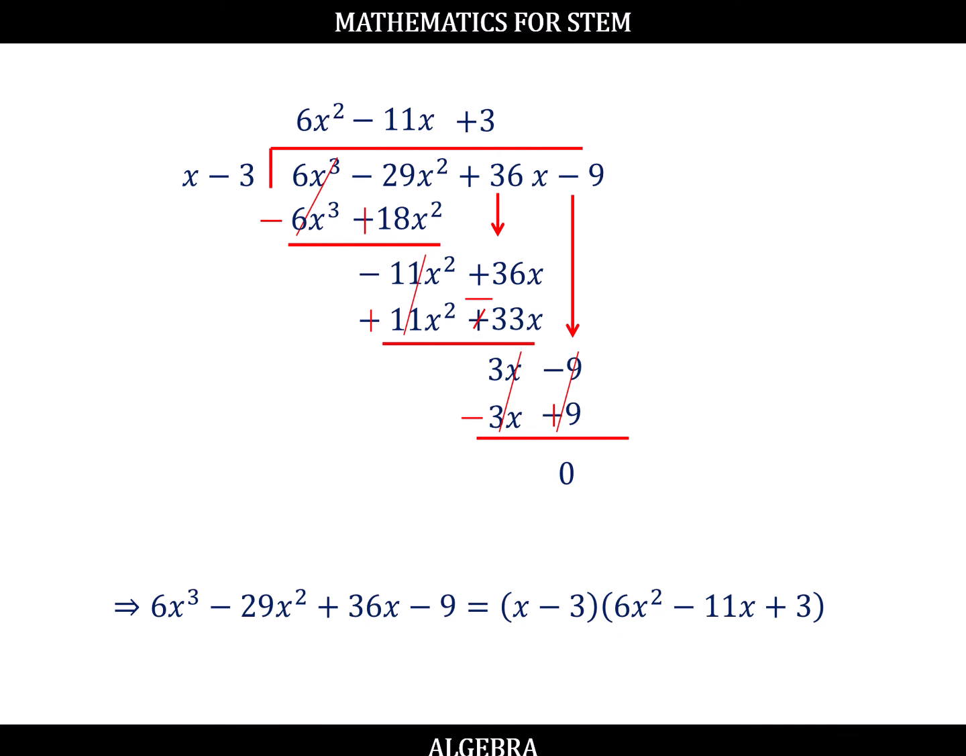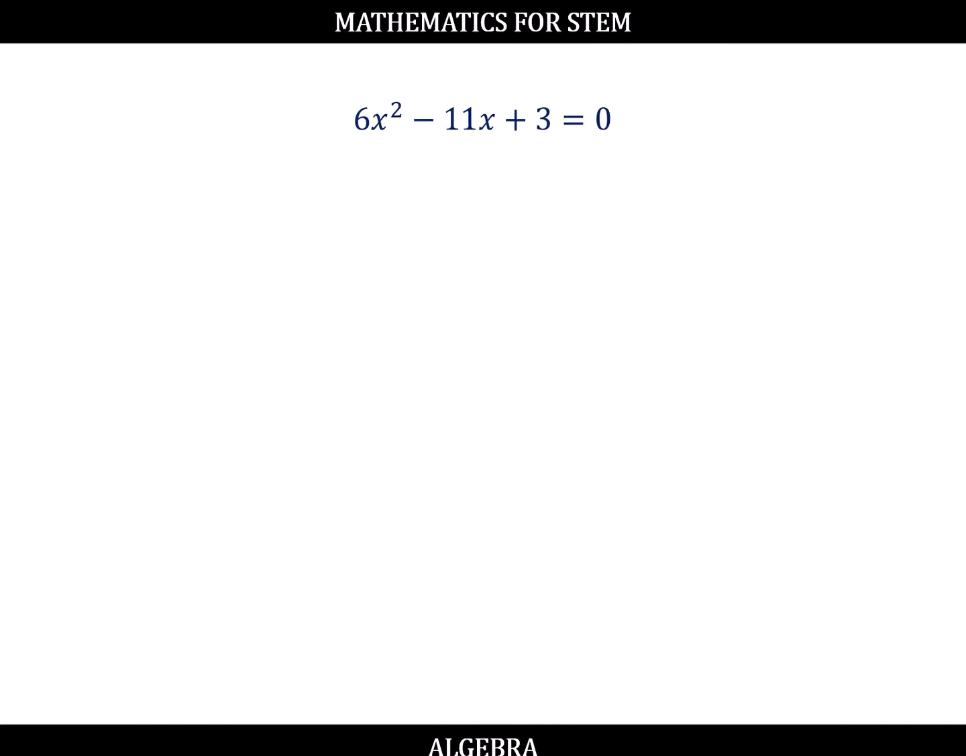Now we already know the root from the linear. If x minus 3 is a factor, x equals 3 is a root. We need to find the other two roots from the quadratic, 6x squared minus 11x plus 3. Now we could use the quadratic formula to find the other two roots. However, we are told that the other two roots are rational, they're fractions, which means we should be able to factorize. So we're going to factorize the quadratic equation. We've got 6x squared minus 11x plus 3 equals 0.